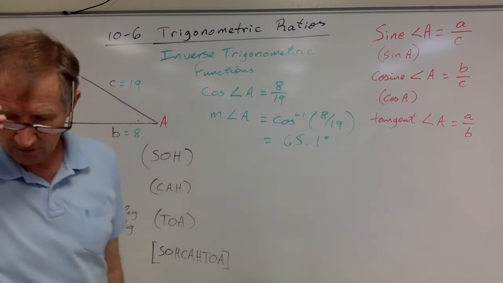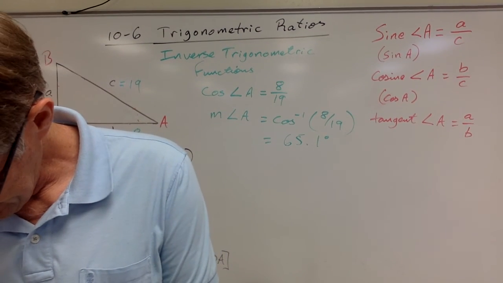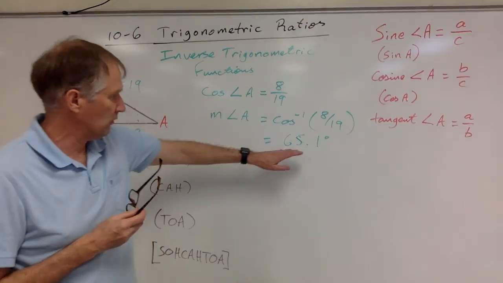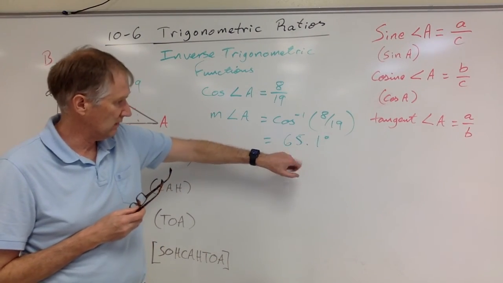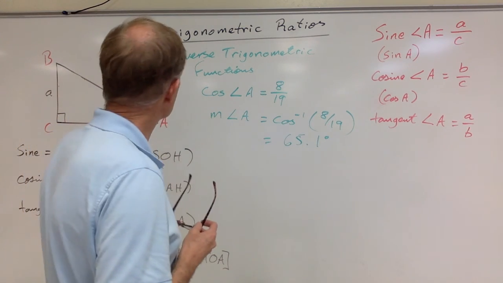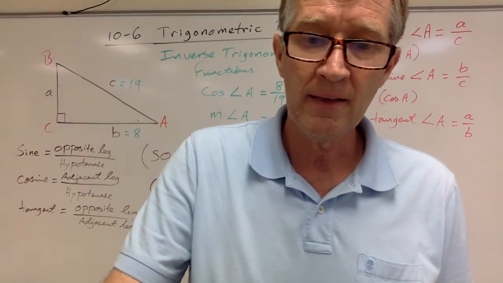That's inverse functions, all right? And I think that is everything. If you're asked to do this to the nearest degree, that would be 65 degrees. To the nearest tenth, 65.1. But anyhow, that's everything. And that's what we're doing on chapter 10, all right?